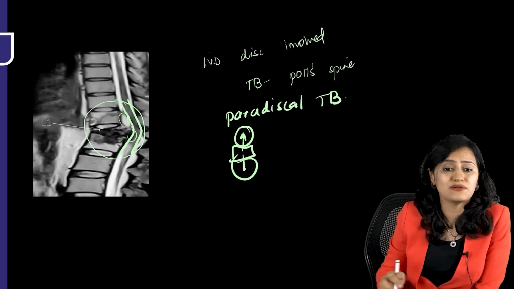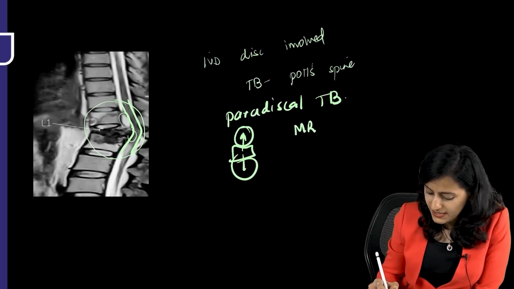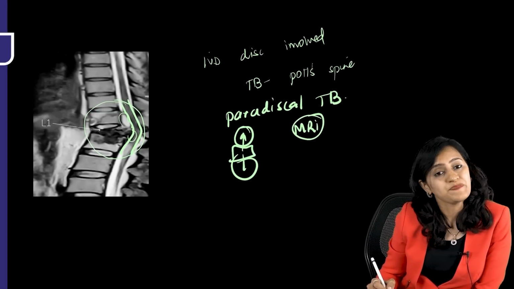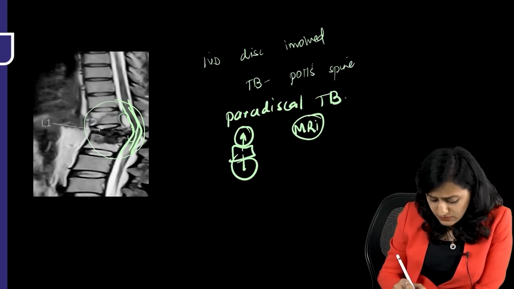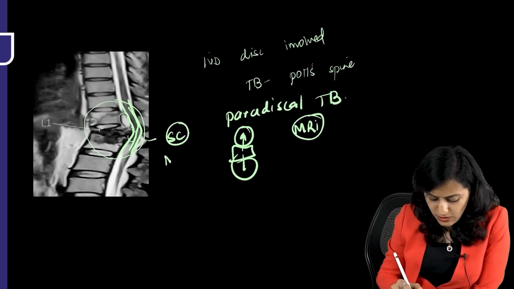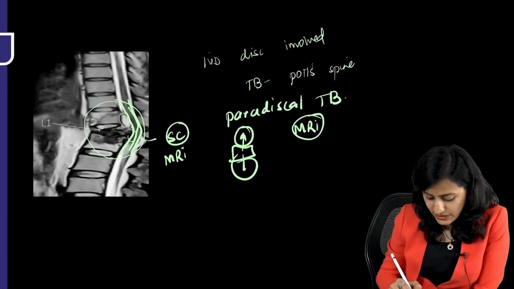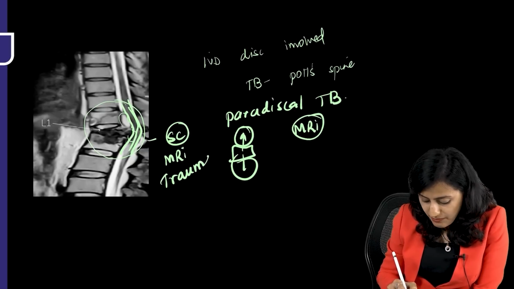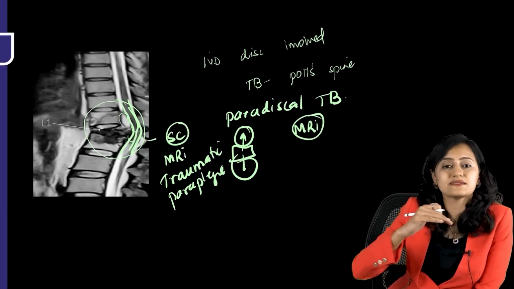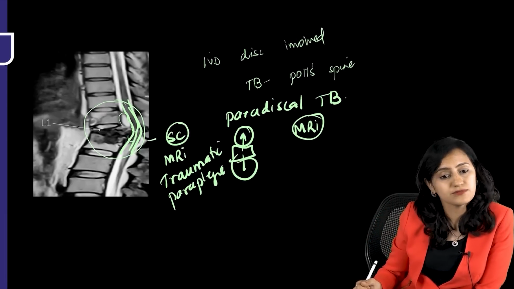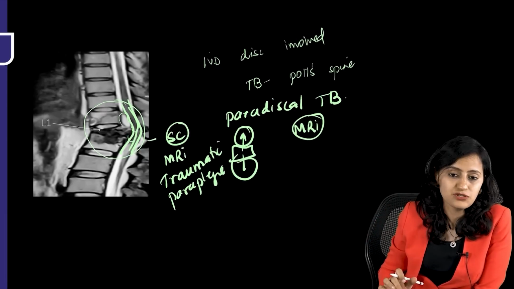For the evaluation of Pott's spine, MRI is the investigation of choice because it will help you have a look at the spinal cord as well. Whenever you want to see the spinal cord, MRI is the investigation of choice, like in a case of traumatic paraplegia also. Paraplegia means involvement of the spinal cord, so MRI would be the investigation of choice.